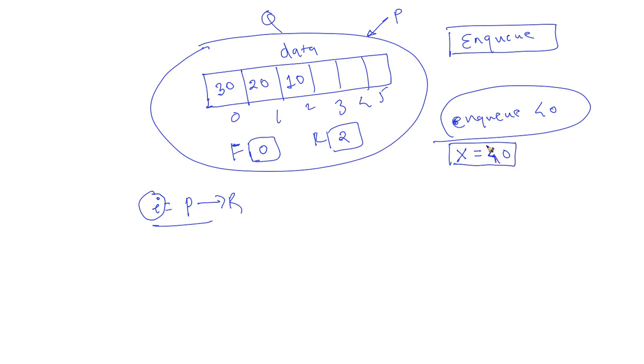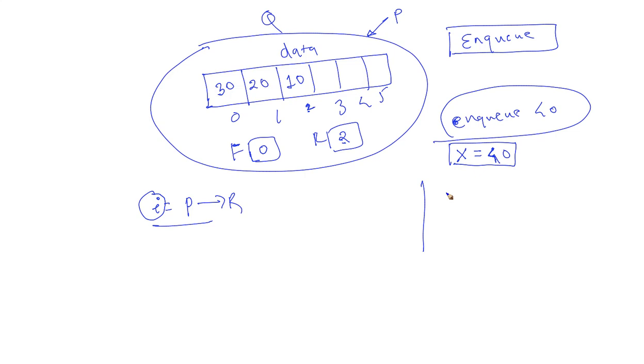I will compare this 40 with the element on the rear location. I will find the value of rear. Value of rear is 2. That means the element is there on location number 2. That's the most recent element in the queue. If it had been a normal queue, I would have inserted this 40 here by saying R equal to R plus 1 mod size and P arrow R equal to X. I would have said that, right?